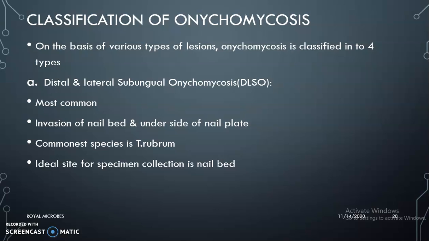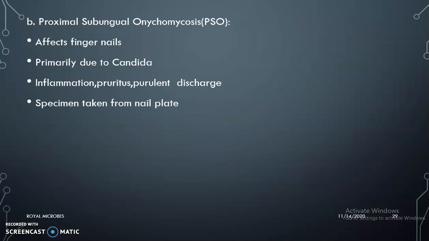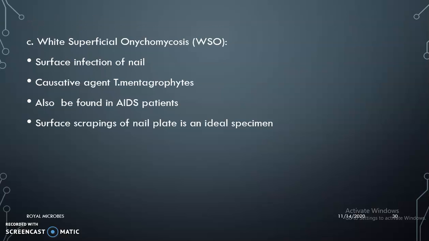Classification of onychomycosis: on the basis of types of lesions, onychomycosis is classified into four types. Distal and lateral subungual onychomycosis, that is DLSO, is the most common; the nail bed and underside of the nail plate are affected. Common species is Trichophyton rubrum. The ideal site for specimen collection is the nail bed. Proximal type affects fingernails primarily due to Candida, with inflammation, pruritus and purulent discharge. A specimen taken from the nail plate can be used for diagnosis.